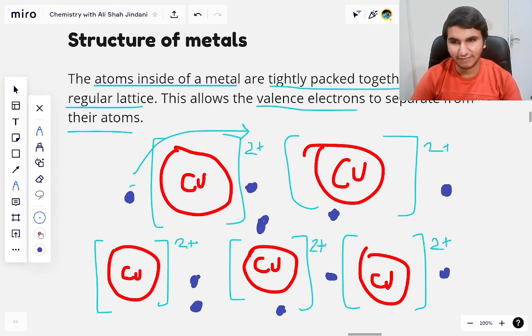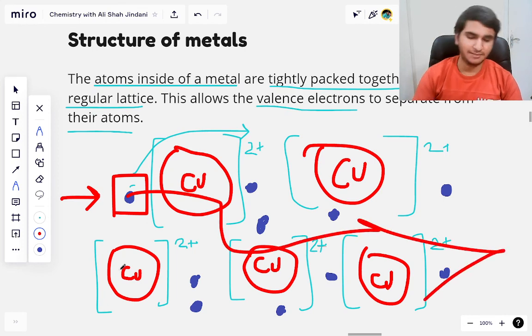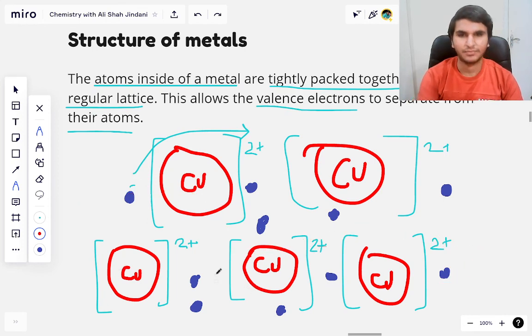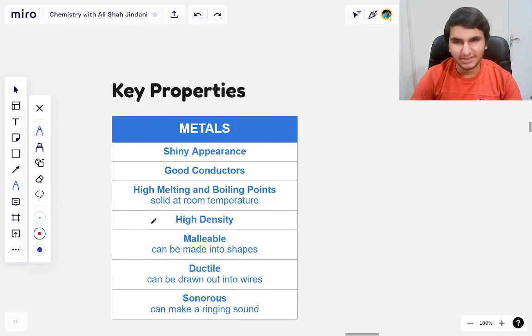And this is why these kinds of metallic structures can conduct electricity, because these electrons can carry the electric charges that are coming, and electricity can easily pass through them. So these are the key properties of metals. We already discussed them in the previous class, and I'm just going to give you a brief overview once again.